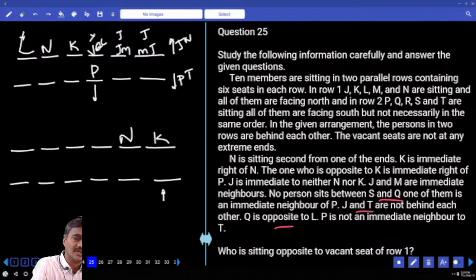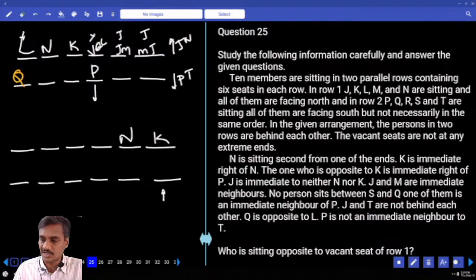Q is opposite to L. Hence here it must be Q. As Q is opposite to L, and no person is between S and Q.